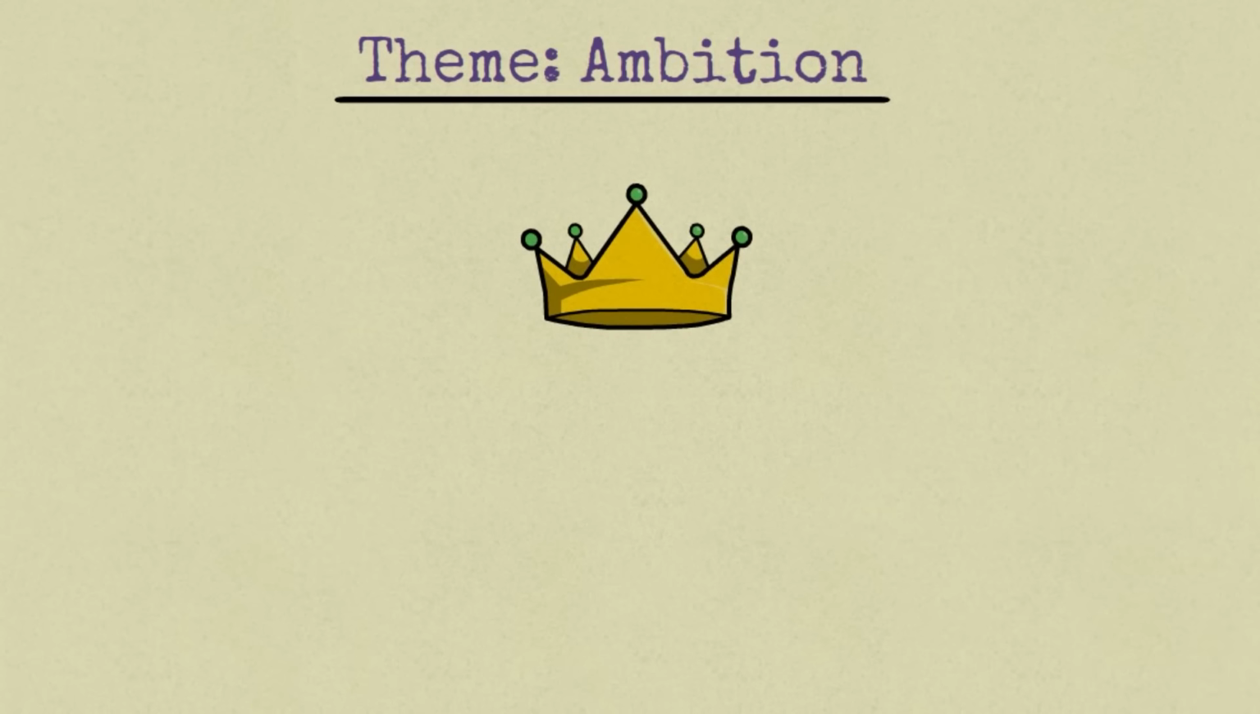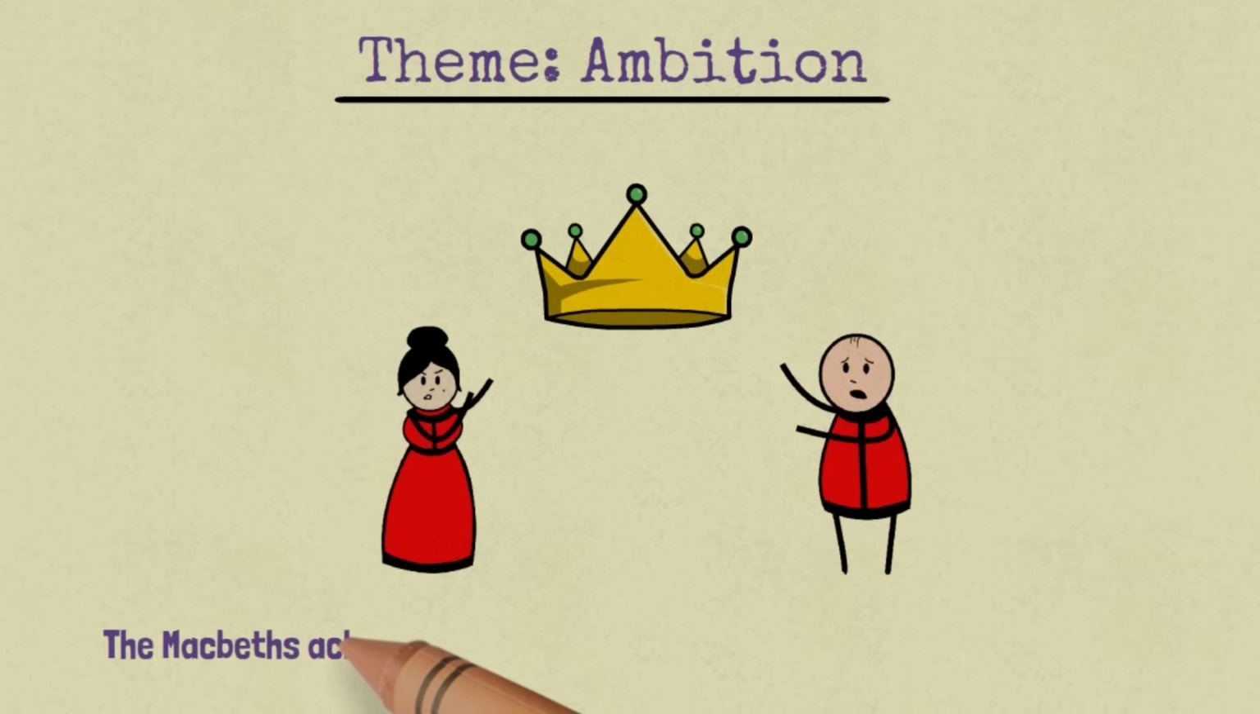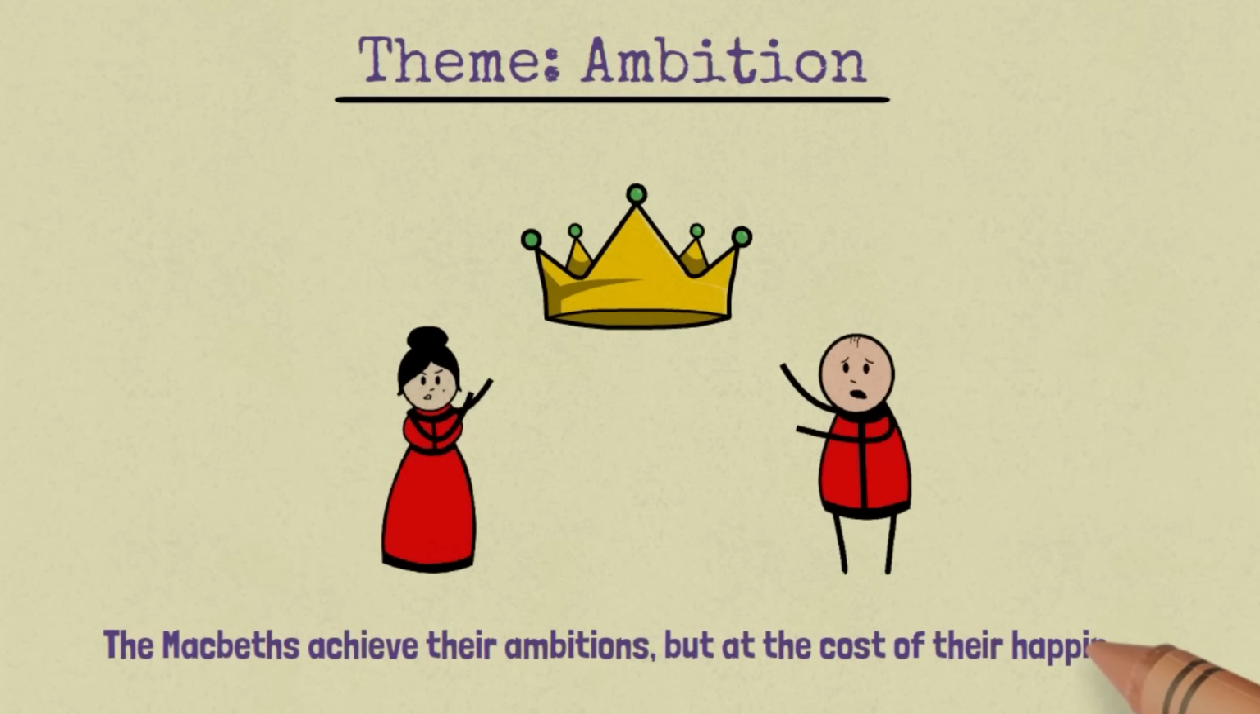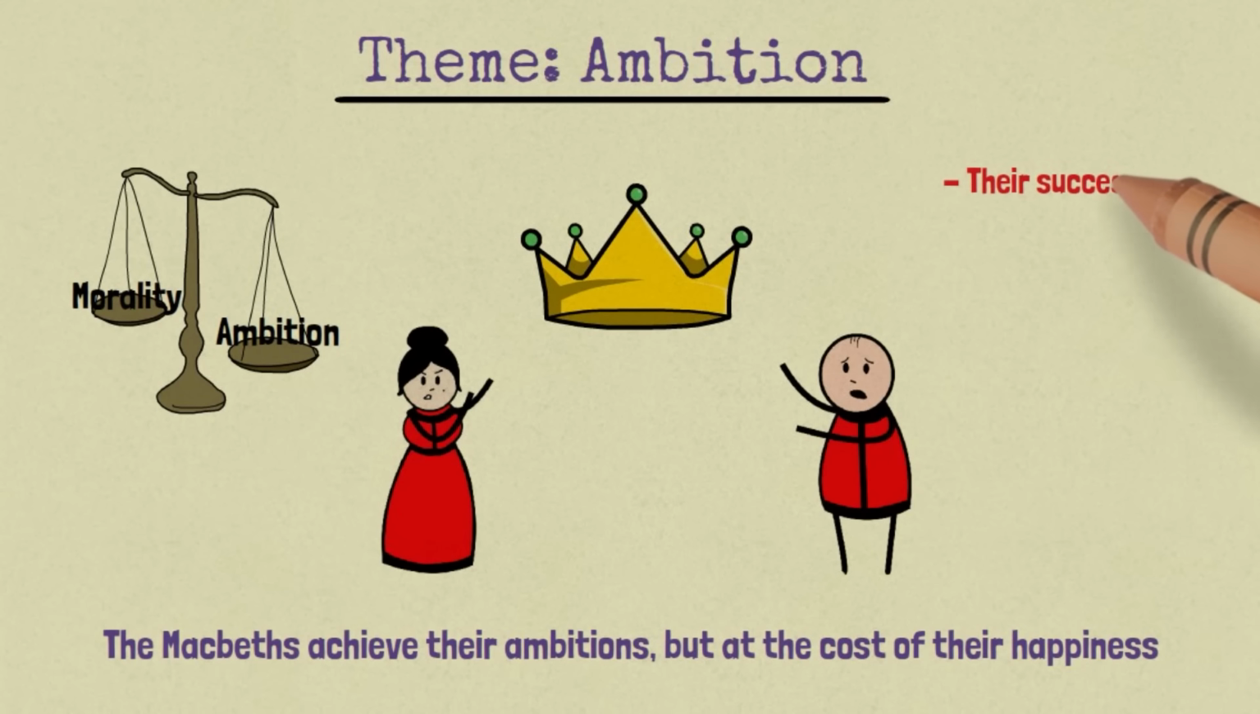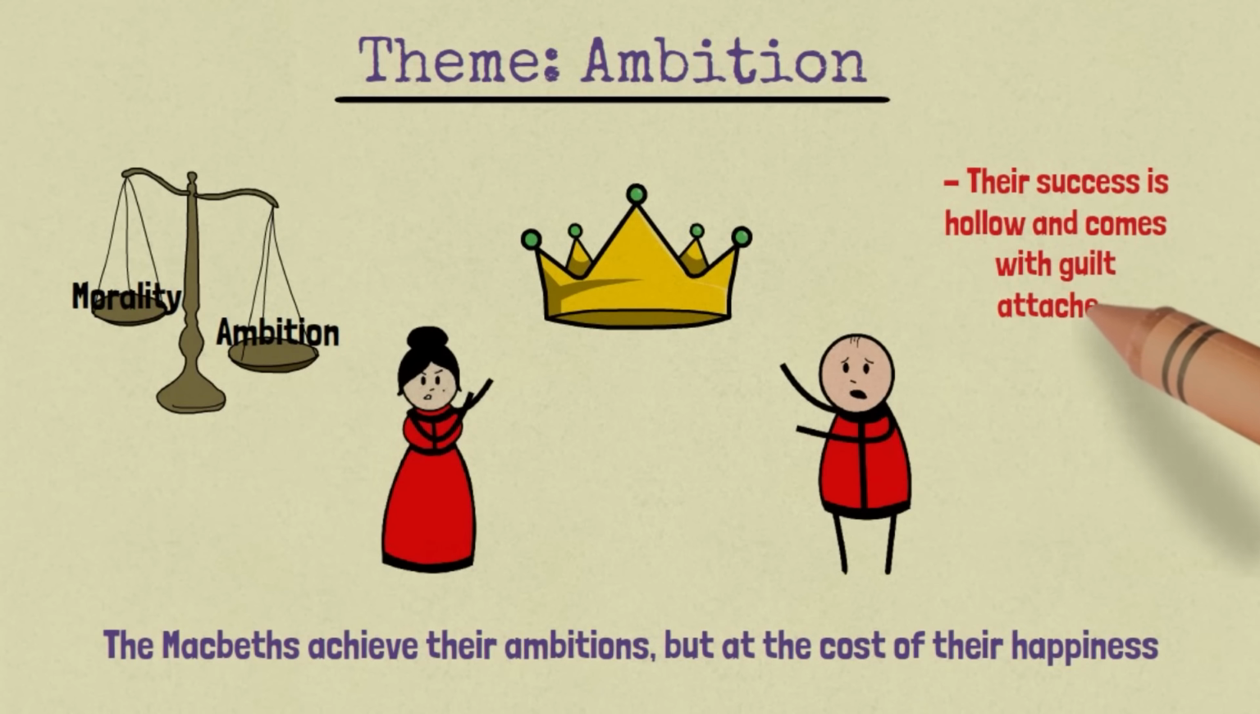So although the Macbeths achieve what they wanted, it comes at the cost of their happiness. By allowing their ambition to overrule their morality, their success is hollow, and is accompanied by an enormous sense of guilt, which ends up destroying both of them.